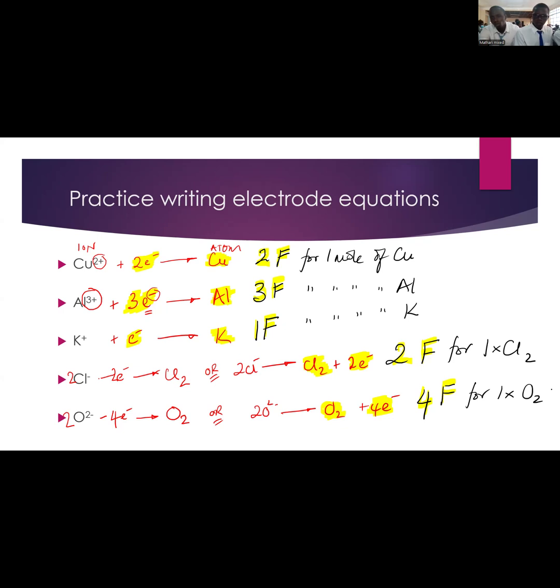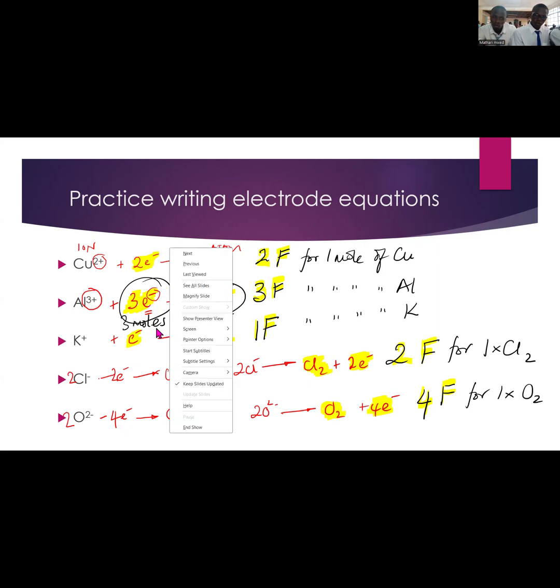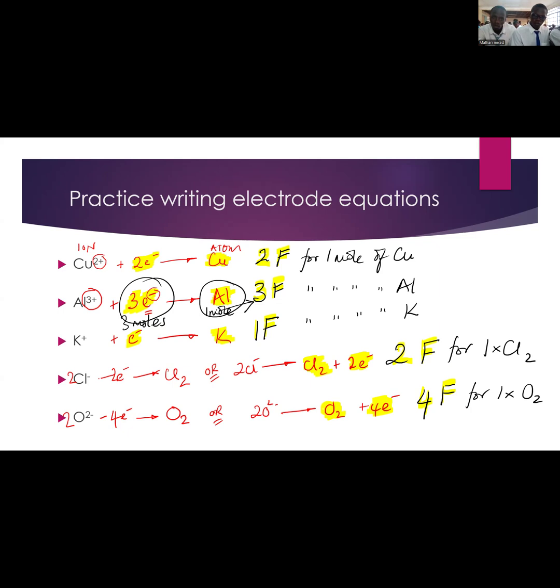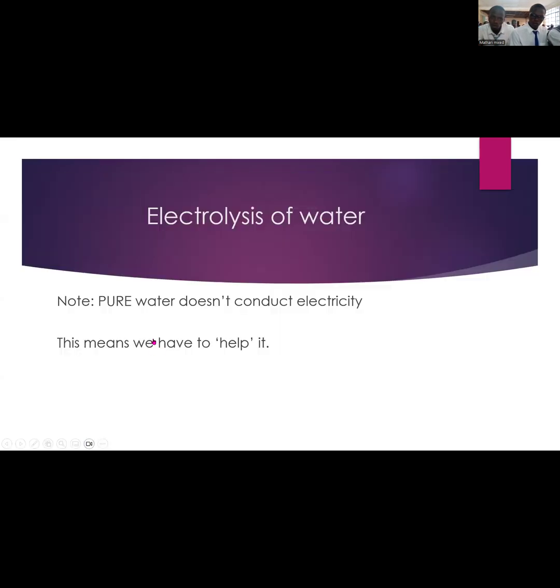Now, these are important. We always have to be able to do this. Let's take the aluminium one again. Al, if that is 1 mole there, then how many moles have I got here? Oh, I've got 3 moles here. 3 moles is 3 Faradays. Okay, that's important. Okay, let's go on.